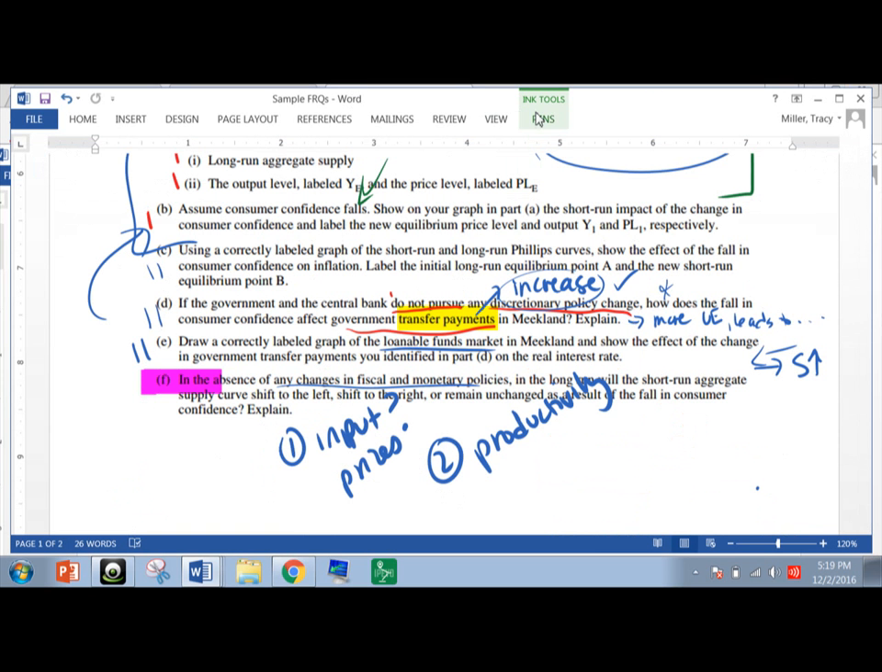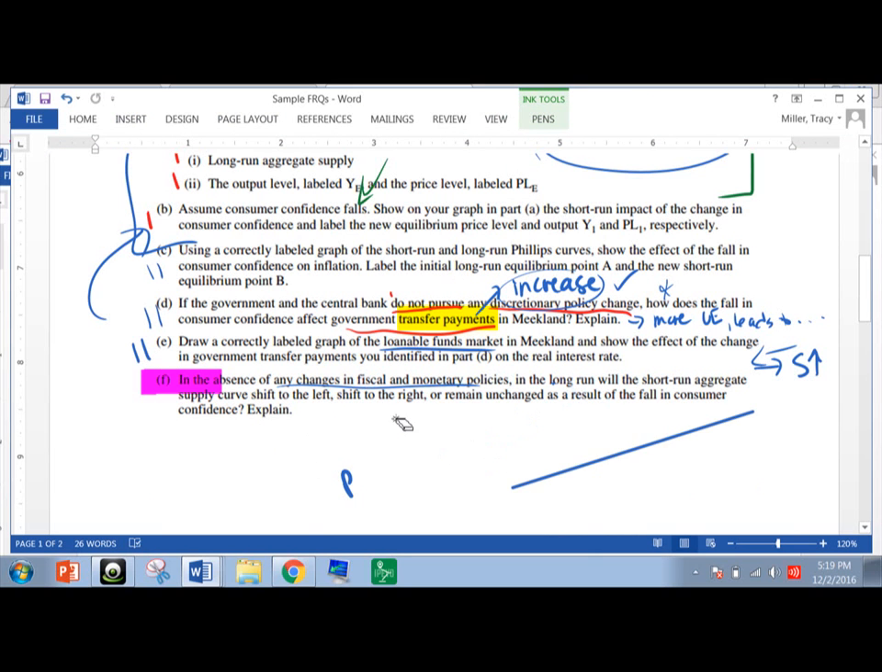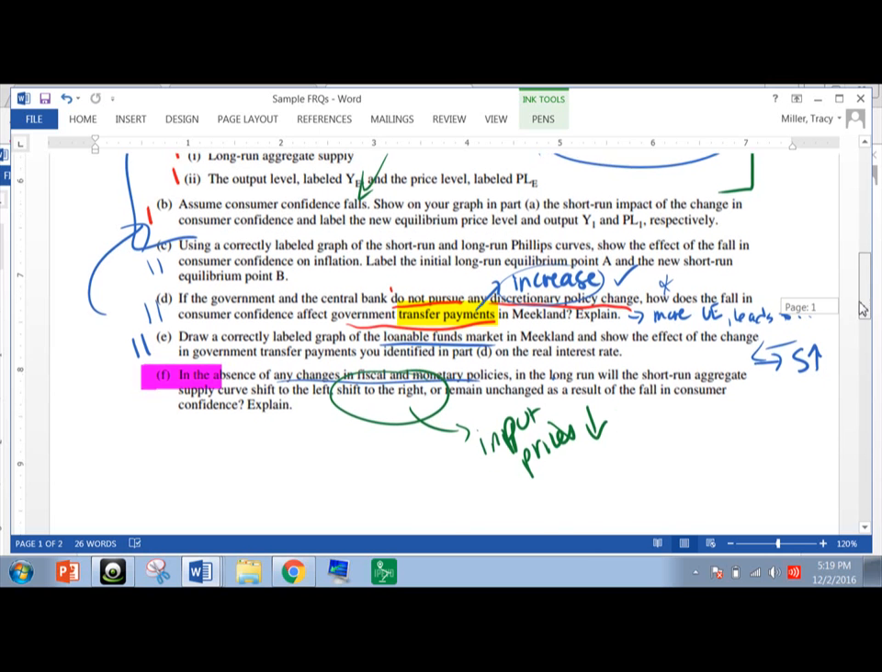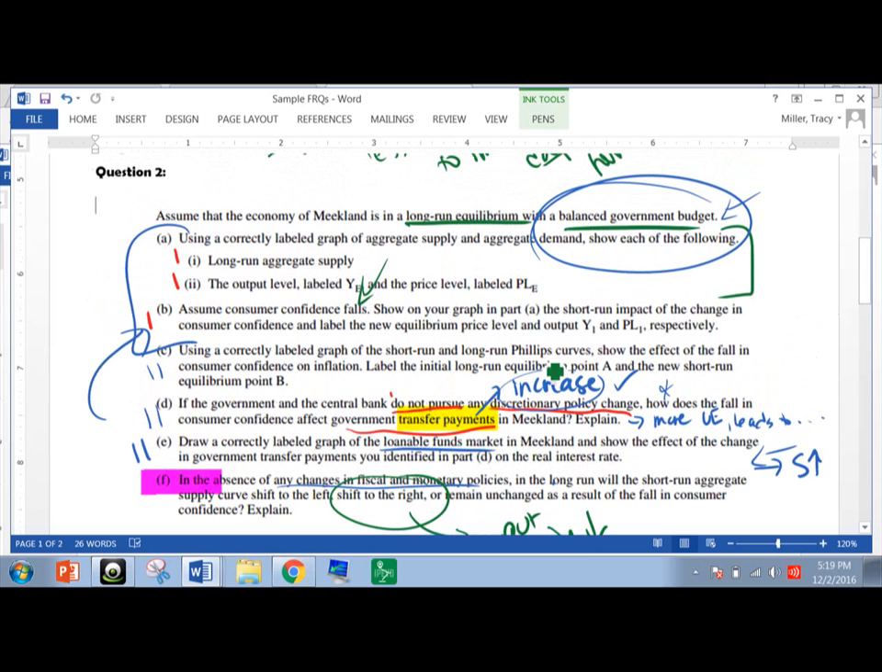And how we answer that is, there's 2 points up for grabs here. We have to state that it is going to shift to the right. And we also have to describe because input prices are lower. And do a nice complete sentence to describe that. But they are lower, and therefore businesses will be able to produce more because their costs of production are cheaper. So that's question number 2, good old Meekland. I think Meekland makes an appearance in a few questions, so you might see them again.